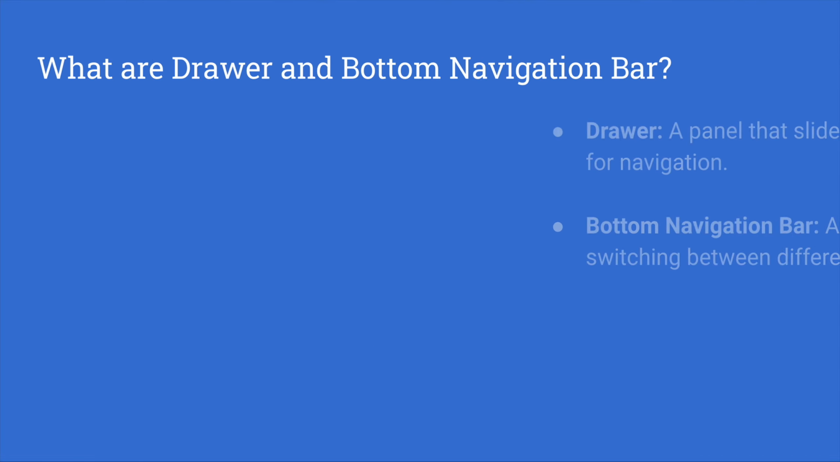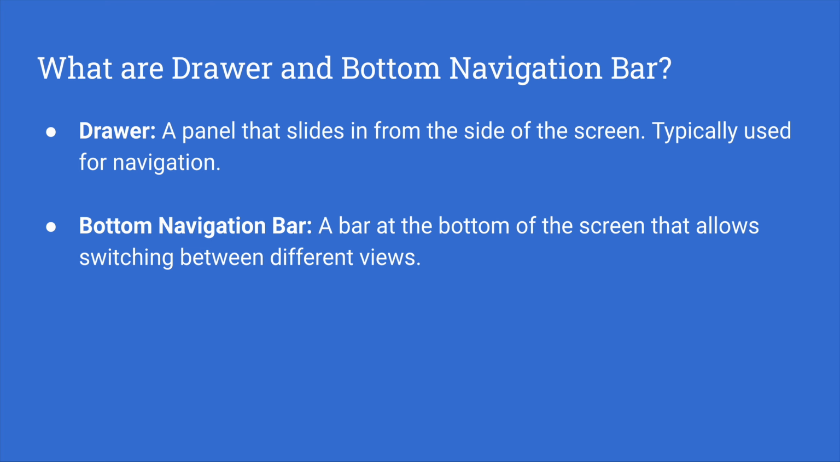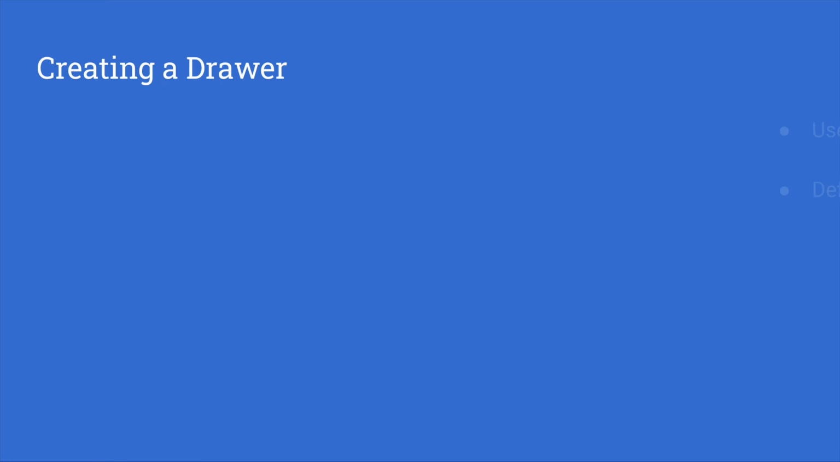So let's get started. What are a drawer and a bottom navigation bar? A panel that slides in from the side of the screen, typically used for navigation, is a drawer, and a bottom navigation bar is a bar at the bottom of the screen that allows switching between different views.